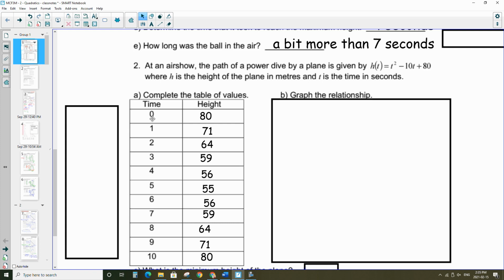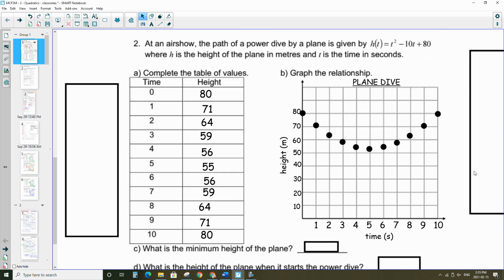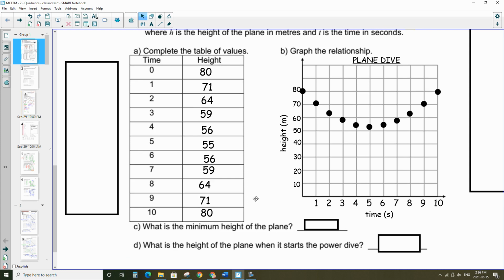I substituted these values into my equation here to figure out what my height is at each of those times. And then I plotted those points, and this is what it looked like. Don't forget your title, label your axes, include the units, and I decided to go up by 10s on the y-axis here. What is the minimum height of the plane?